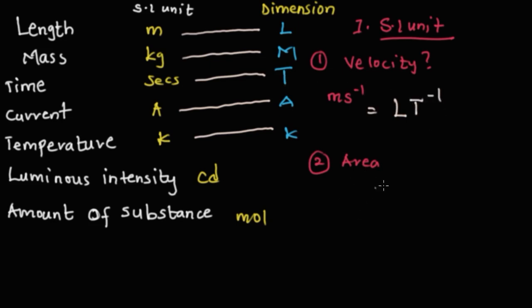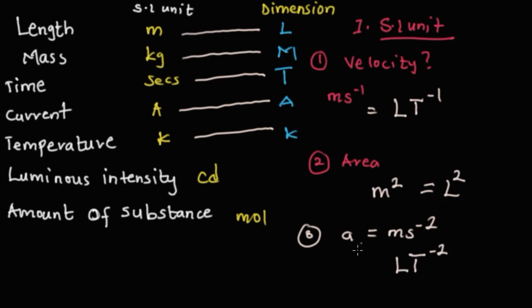Now area, the formula for area is meter square. So the meter here has dimension L, so we replace it as L square. If you're given another problem like acceleration, we know acceleration SI unit is meter per second square. Using this simple analogy, we're going to have L T minus 2. This is the easiest method of solving dimension problems.